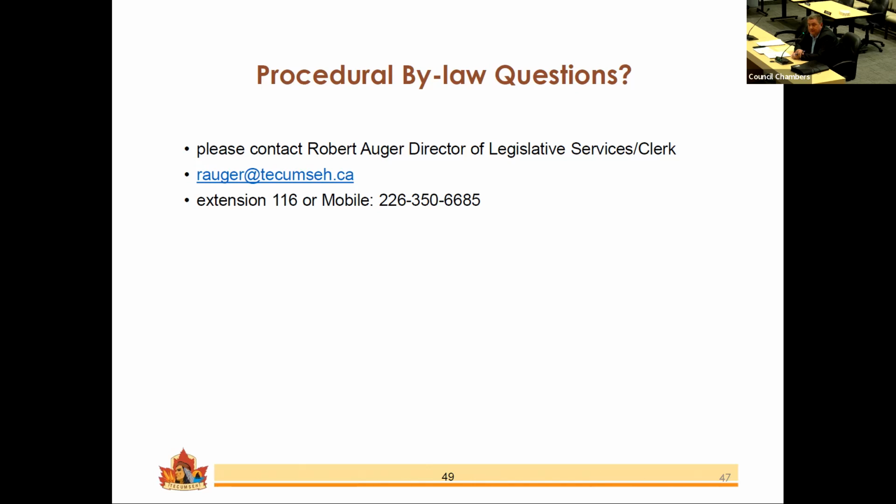Certainly, there may be times where there's not a written report, but there may be a verbal report as an update, but it still needs to be reflective of the reason why you went into closed session. So section 239, I think 2C is land and property matters. So that verbal report or update still has to fall within the confines of 239 2C.